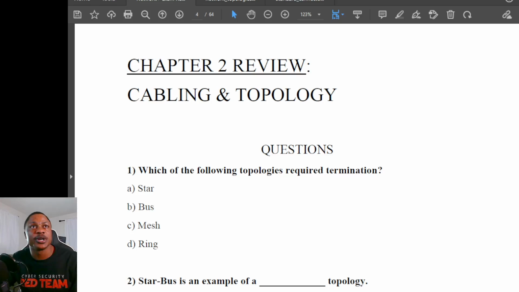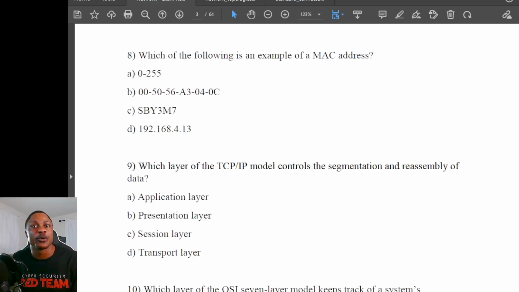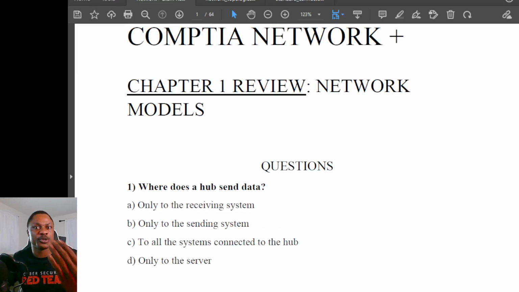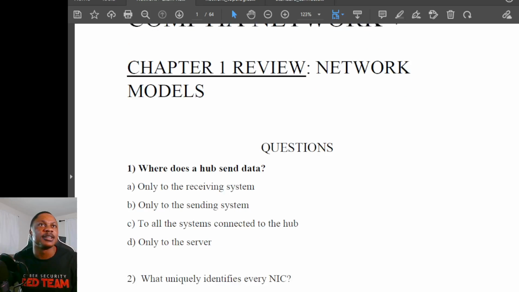But before we get started in chapter 2, let's do a quick review of chapter 1 for those who are joining us for the first time. Chapter 1, question 1 was: where does a hub send data? And we said C, to all the systems connected to the hub. I'm just going to highlight it.